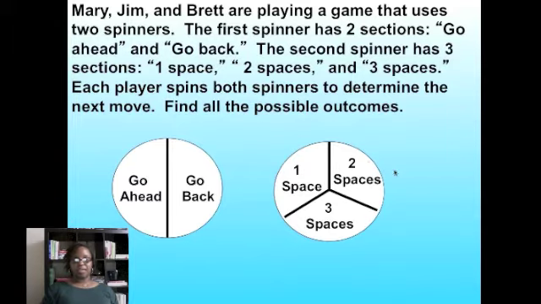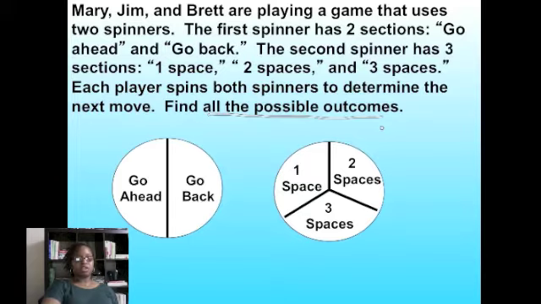Think about playing a board game, and if you had to spin two spinners to move ahead or move back. You spin this first spinner, you could land on go ahead, you could land on go back. You spin this second spinner, you could land on one space, two spaces, or three spaces. It wants us to find all the possible outcomes for how a player could move, so all the ways that this could turn out for a player.